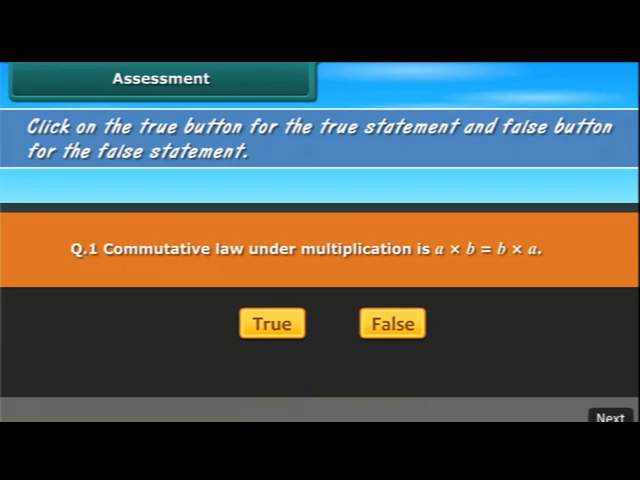Let us check your knowledge. Click on the true button for the true statement and false button for the false statement.